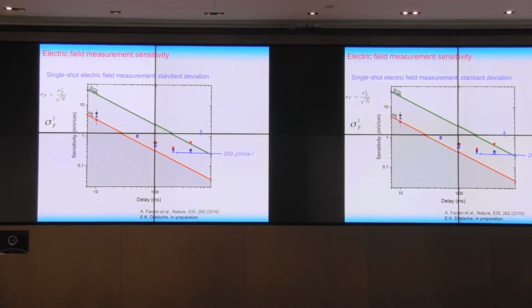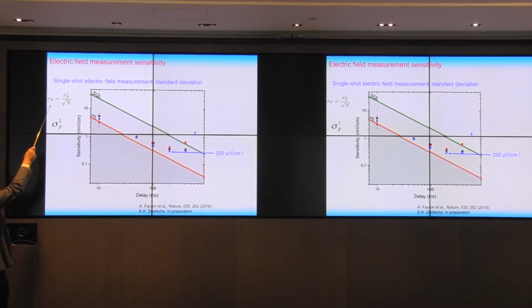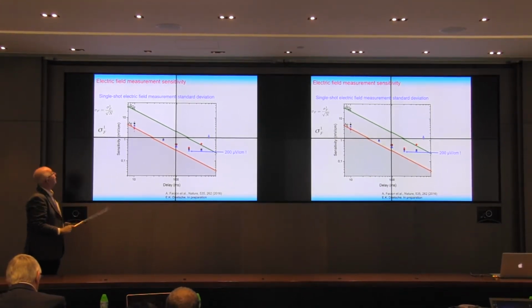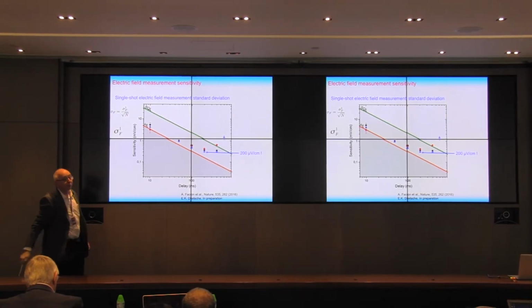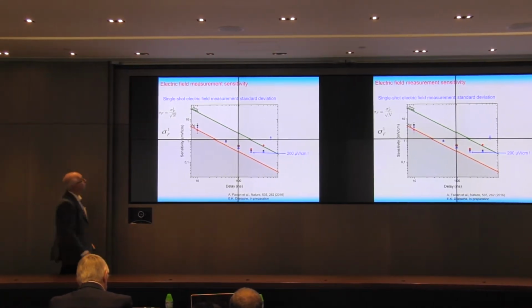So what is the sensitivity we get? This is the single-shot sensitivity. The actual sensitivity you would get to discriminate two nearby fields would be that divided by the square root of the number of times you repeat the experiment. And this is what we get.